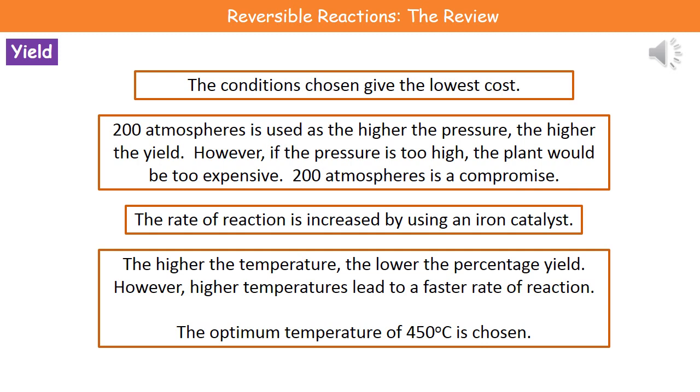We are going to increase the rate of our reaction by using a catalyst, and we're also going to increase the rate of our reaction by increasing the temperature. So we know from our graph that the higher the temperature, the lower the percentage yield, but we need a high temperature to get a reaction rate that's fast enough to make it worthwhile. So that's why we pick that 450 degrees centigrade, because it's not going to have too much of a detrimental effect on the yield, but it is going to mean the rate of reaction happens faster.